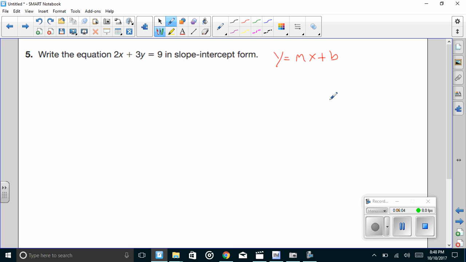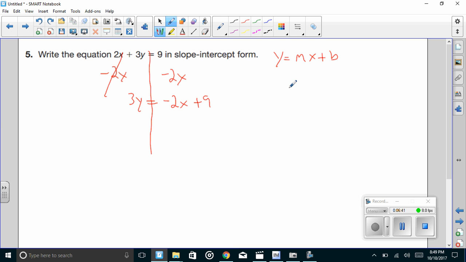We want to move this 2x over to the other side. So we're going to swing the 2x over here. That's what we want to do, move it over here. So we've got to do the opposite operation. So we're going to subtract 2x on both sides. Okay. Now, once we do that, the 2x's will cancel out right here. And that's going to leave us with 3y is equal to negative 2x plus 9.